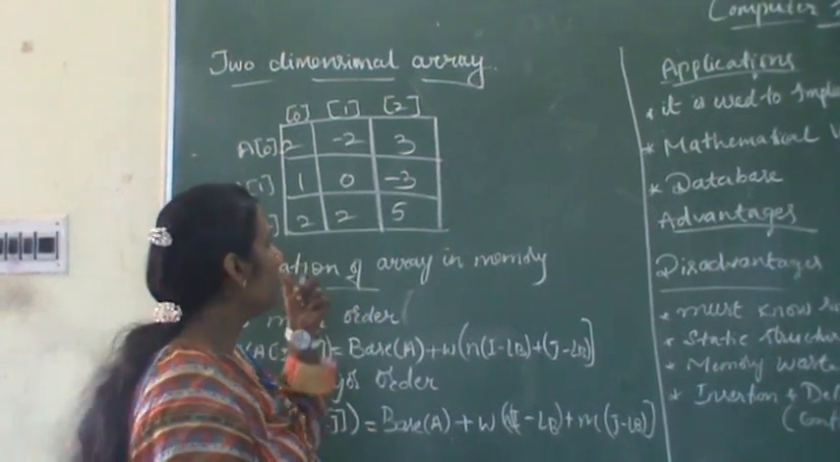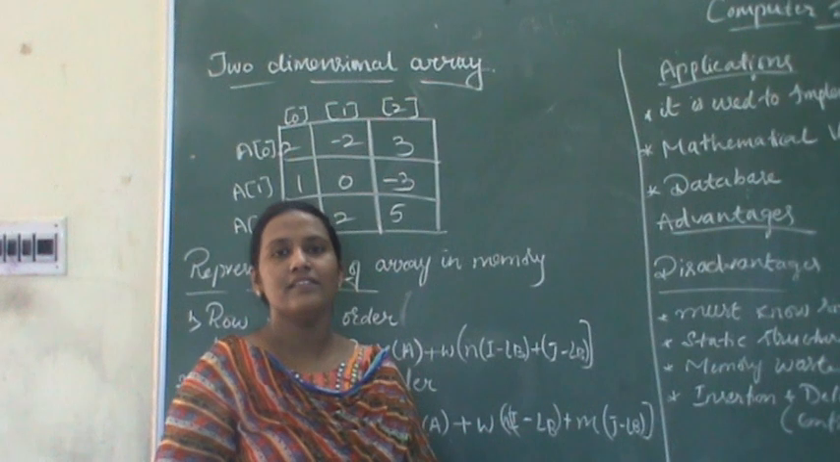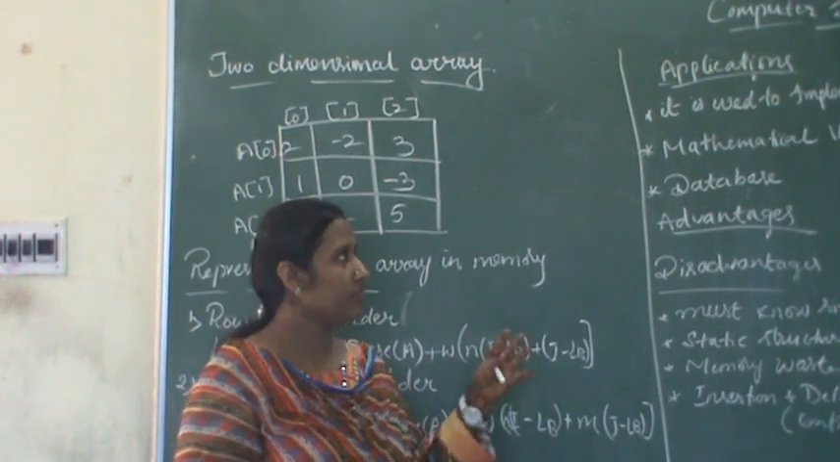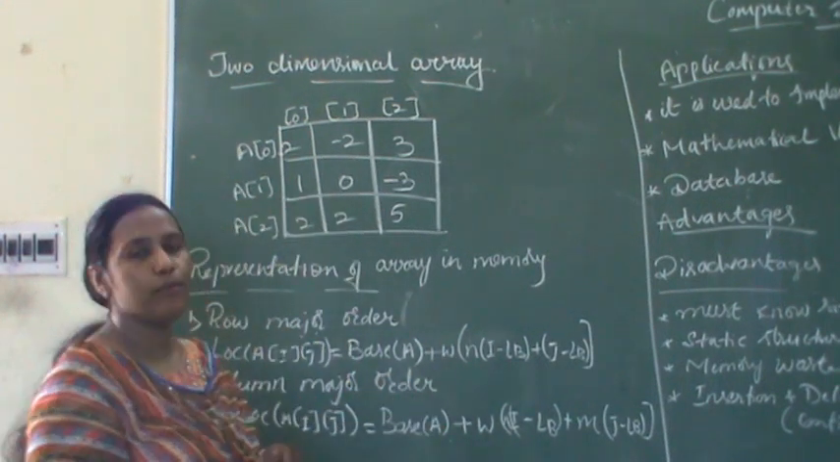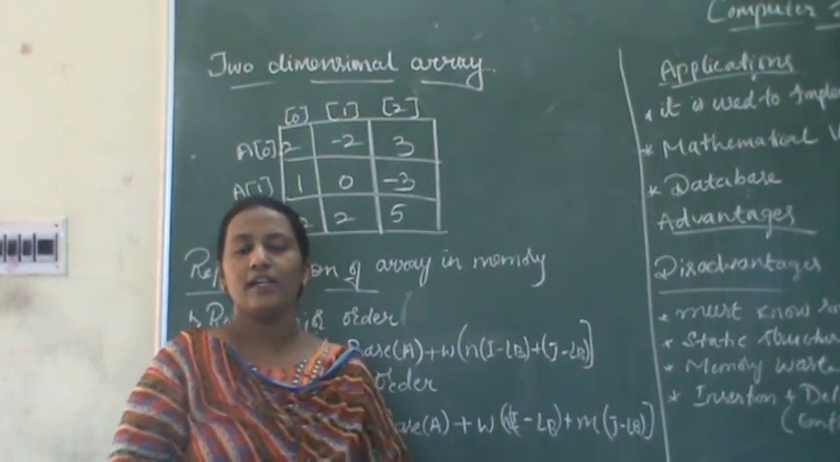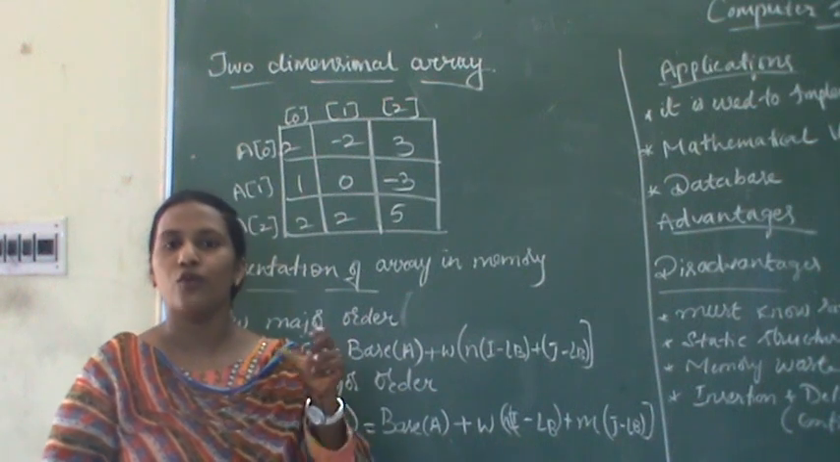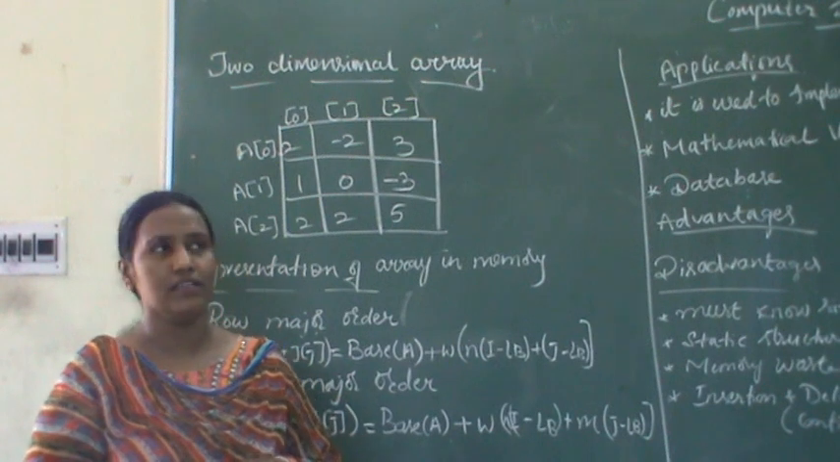Good morning students. In the previous class we studied the binary search algorithm, and the insertion and deletion of an element in an array. In today's session we are going to study the two-dimensional array. As I already said, a two-dimensional array is a collection of similar elements of the same type with two subscripts or two index values.